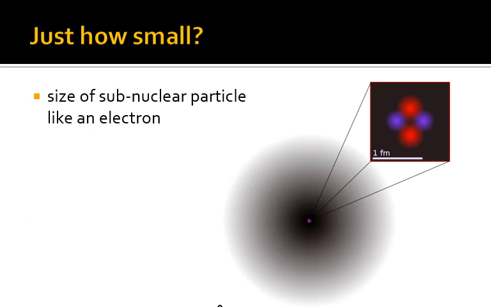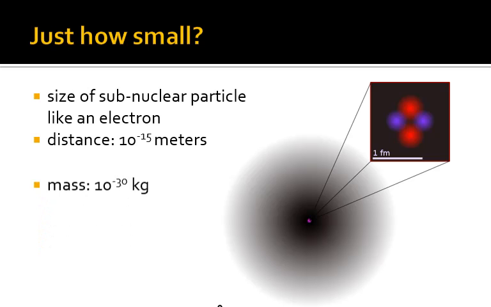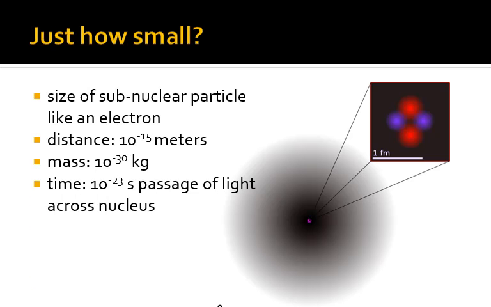An electron is an example of a subnuclear particle, and it's very, very tiny. And when we look at the orders of magnitude in terms of how small something is, 10 to the negative 15th meter is extremely small, and it's almost hard for us to even imagine. And the amount of mass that we're talking about is very, very tiny as well. So 10 to the negative 30th kilograms. So that's a decimal point, and then 29 zeros and a 1. So it's very, very small. Time across the nucleus, if we shine light across the nucleus, it takes a very, very short amount of time. And that's an objective way to talk about how long it is.